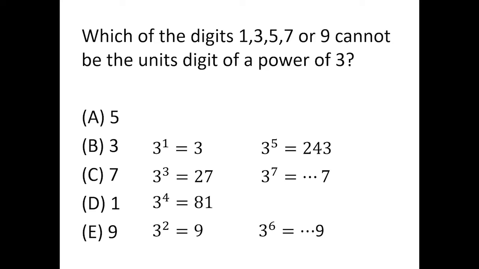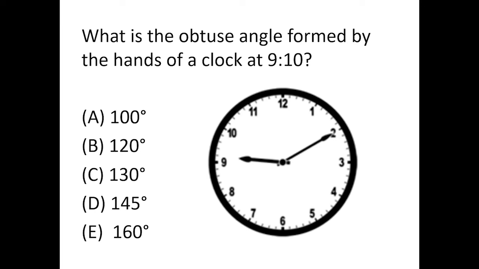Just to confirm, if you look at 3 to the power 5, which is 243, and 3 to the power 6, which will have a units digit of 9, then 7 and then 1, repeating the pattern in that order. This is a question I will leave you with. What is the obtuse angle formed by the hands of a clock at 10 past 9? Is it 100 degrees, 120, 130, 145, or 160 degrees?